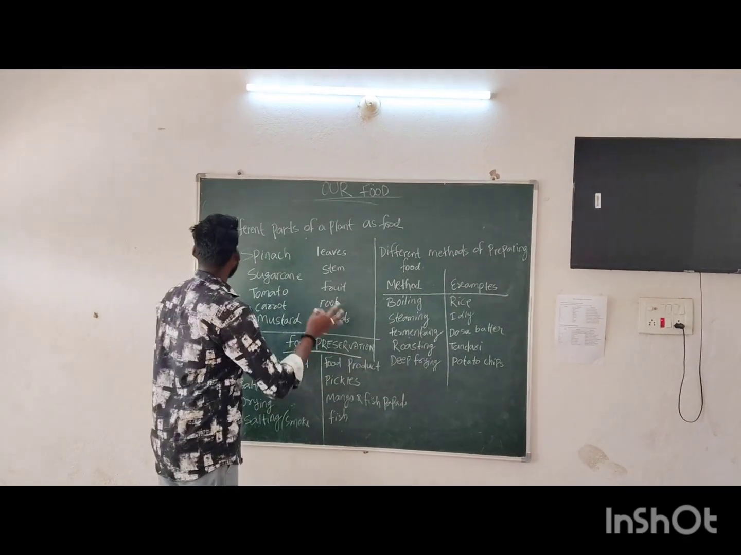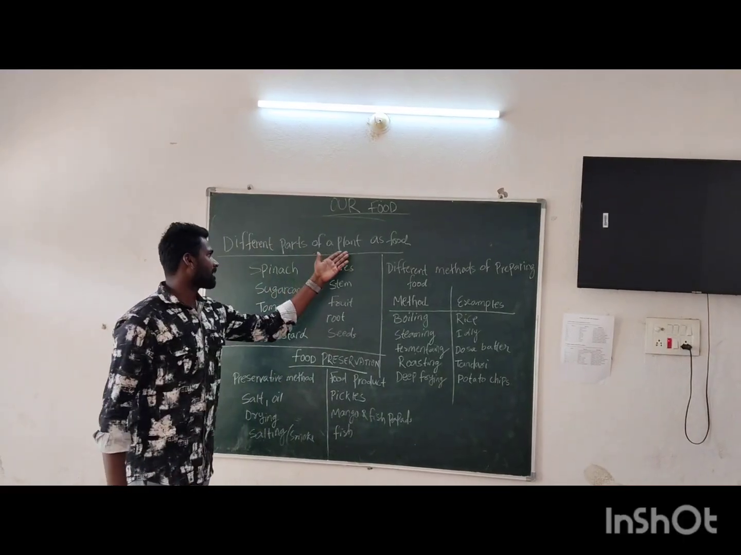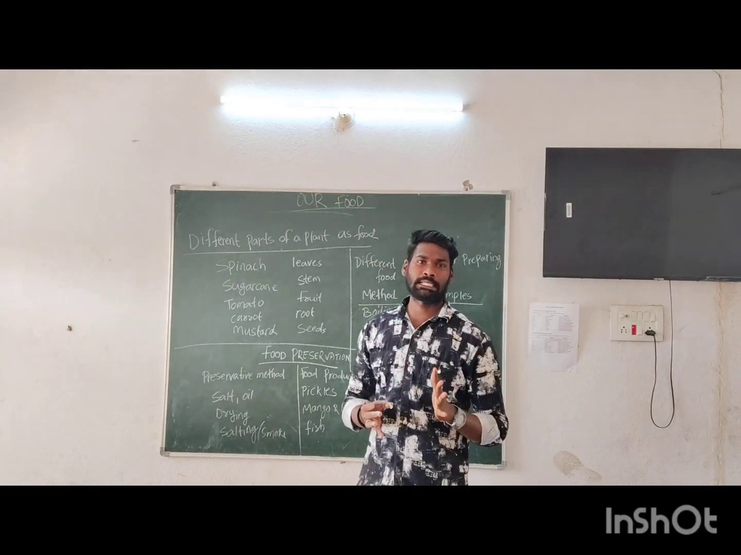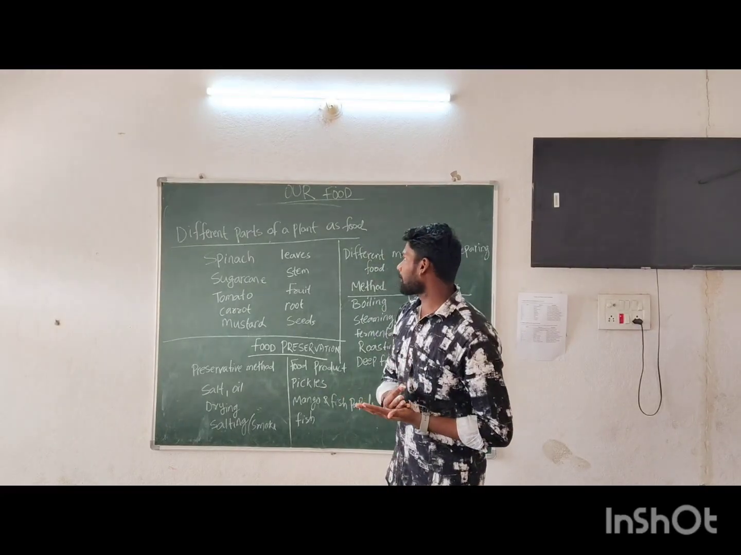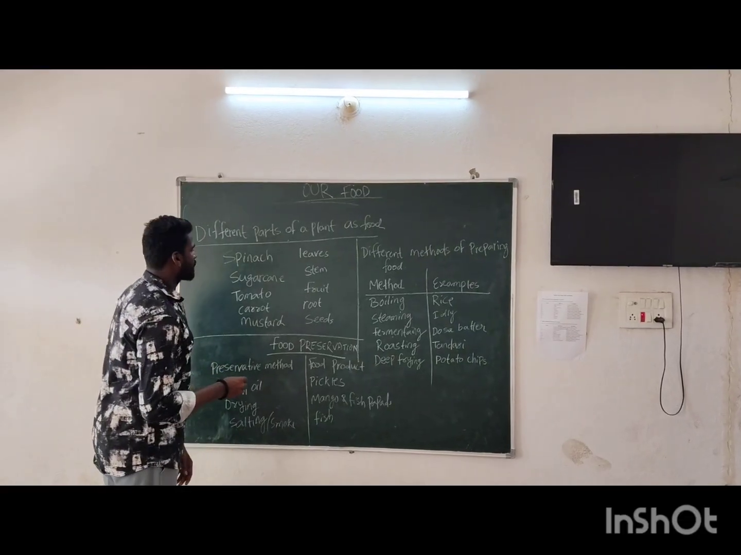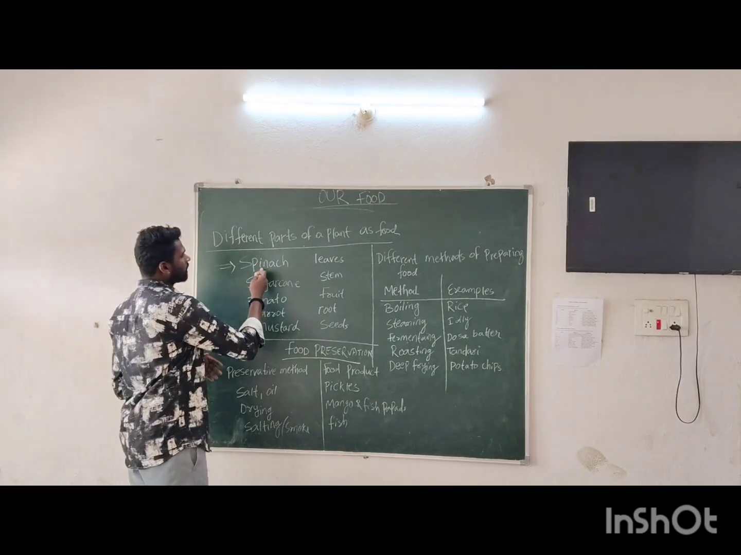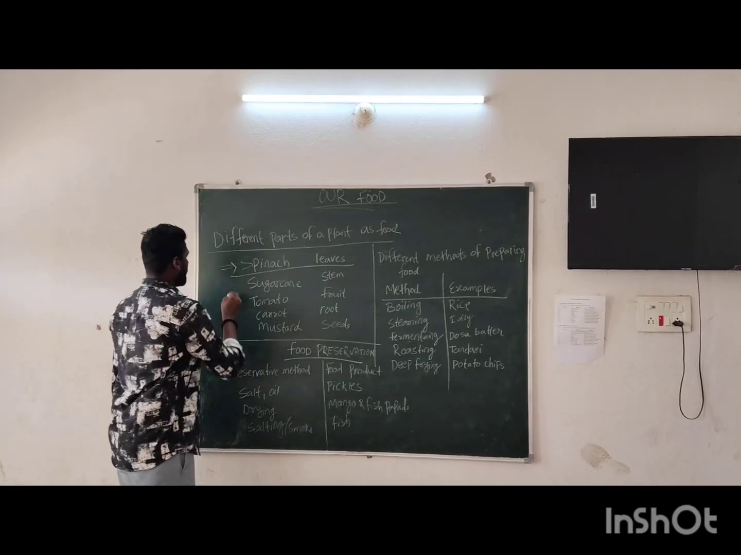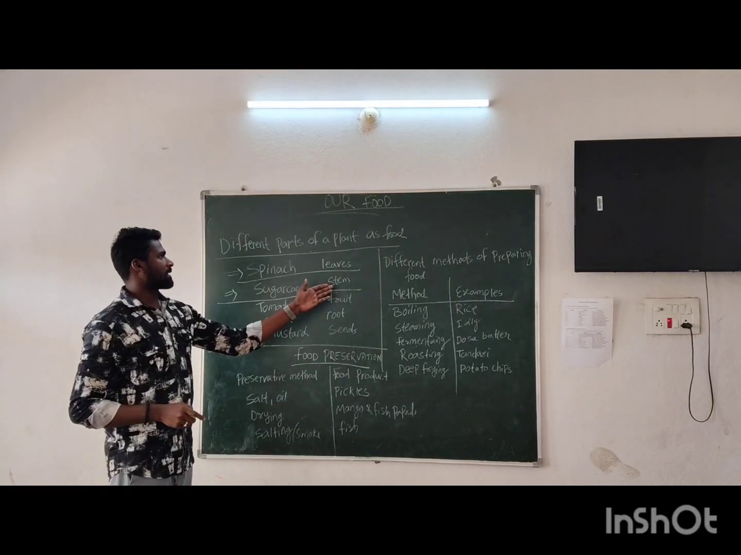In that manner there are different parts of the plant as food. We are eating the plants as food. What different parts of the plant are we using as food? Here, in parts of the plant as food, we can see spinach. The part of the spinach which we eat is called leaves. And in sugarcane, we are using the stem as food.